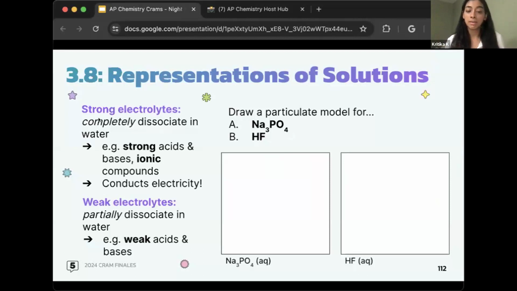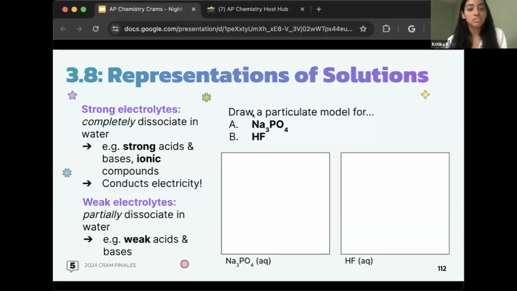weak acids and bases. So for memorizing strong acids and weak acids, I would recommend memorizing the strong acids and strong bases. And once you have the list of those, basically anything else will be a weaker acid or base.